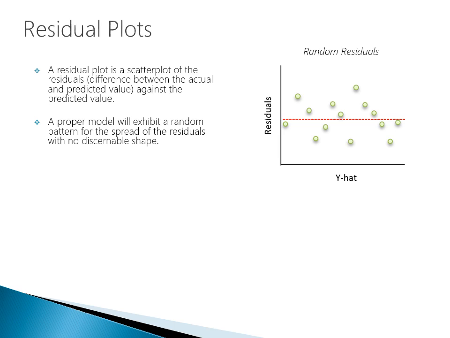A proper model will exhibit a random pattern for the spread of the residuals with no discernible shape. So I have this imaginary line cutting through the middle, and I should not be able to visually detect any pattern. So when I'm looking at the spread of data here, I see that it's just kind of floating above and below the data with no real discernible shape.